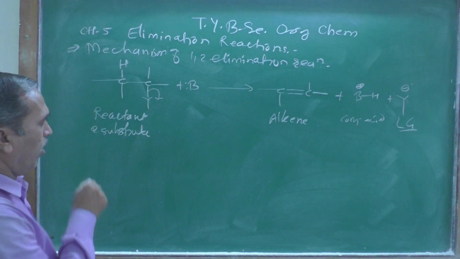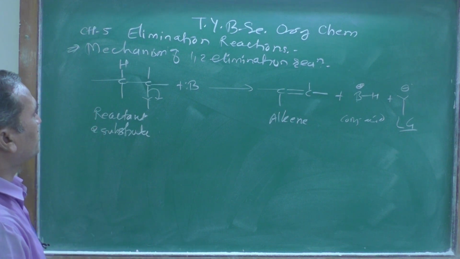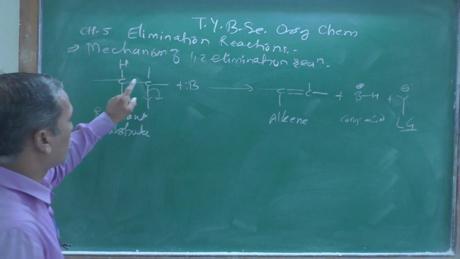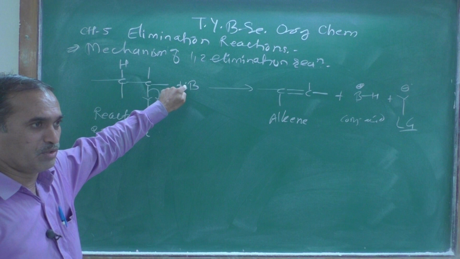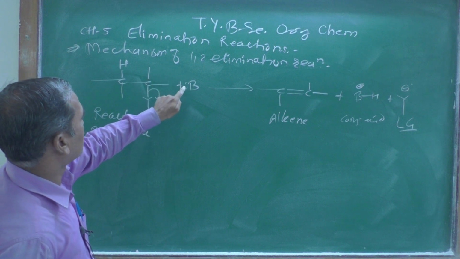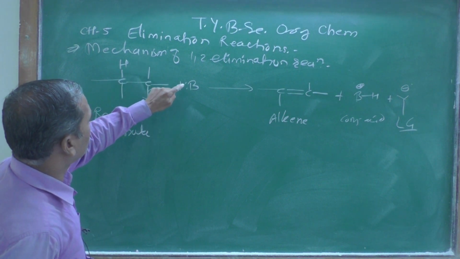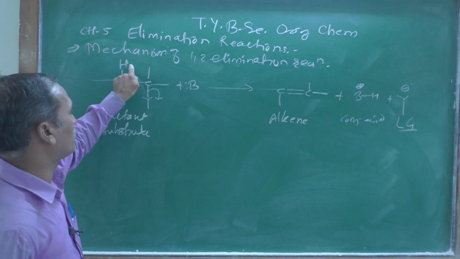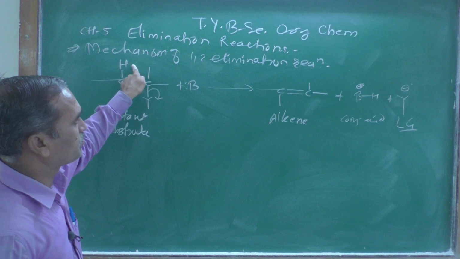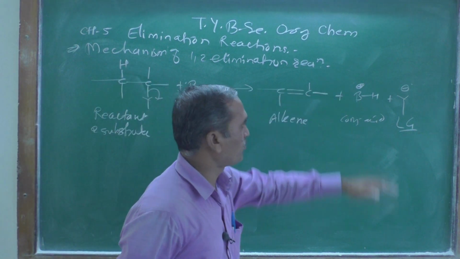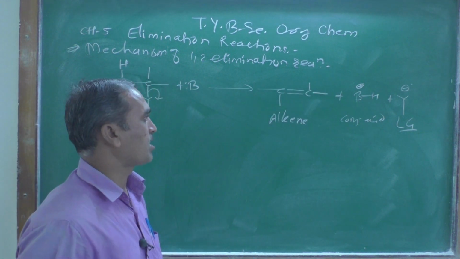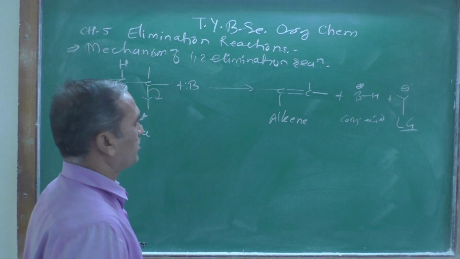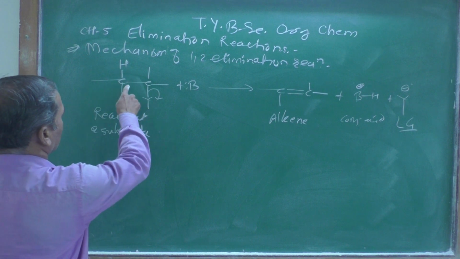Now the question arises, how is this mechanism taking place? This base, as we know, is a species which can abstract the proton from here. When it is abstracting the proton, it gets protonated, and this is called the conjugate acid, and there is a formation of the bond between C and C.